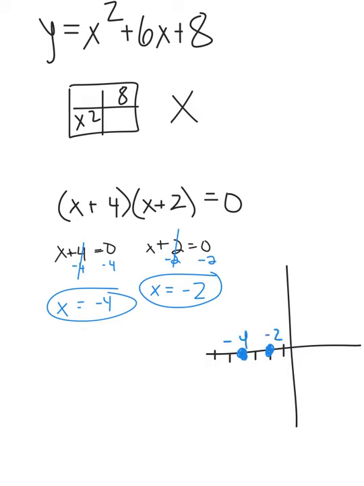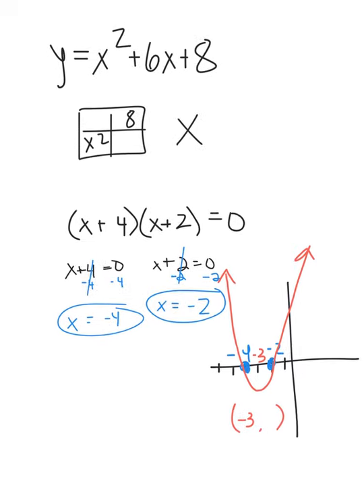And so now we need what's called the vertex. The vertex is going to be the lowest point on this U-shaped parabola. And the way that we find that is we need what's in the exact middle of -4 and -2. In the middle of -4 and -2 is -3. So I know my vertex coordinate is -3 comma something.